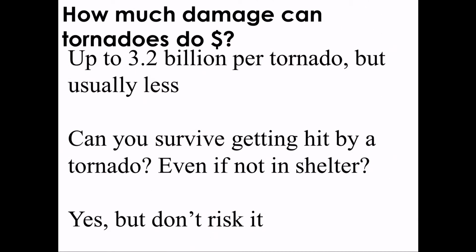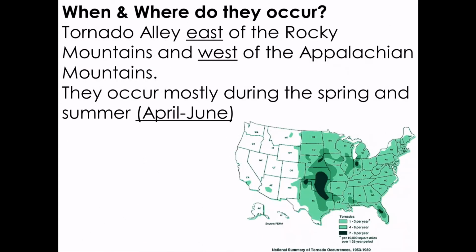So even if you don't have a tornado shelter in your house, it is still definitely possible to survive a tornado, even as much as an EF5 tornado. But I would not recommend it, especially if it's coming in your direct path. Now, where do tornadoes occur?